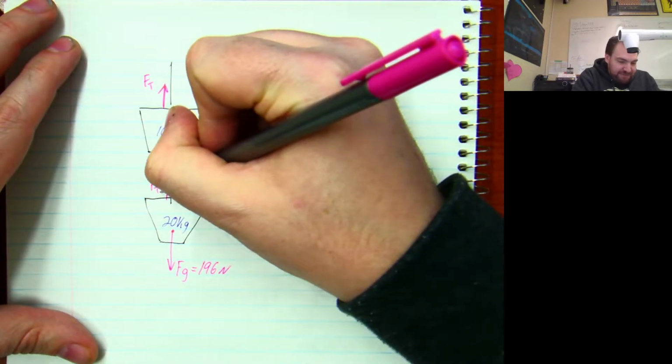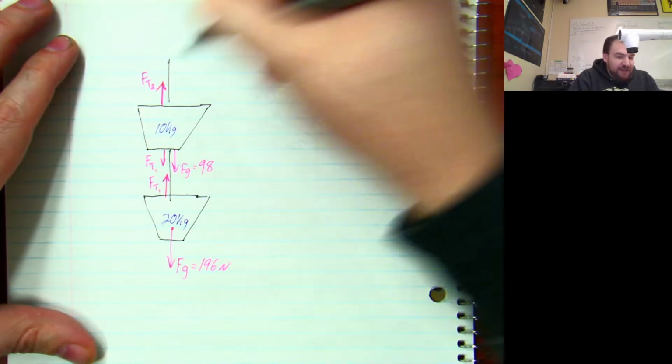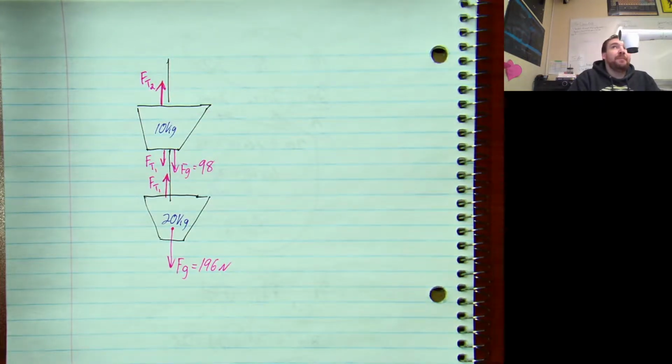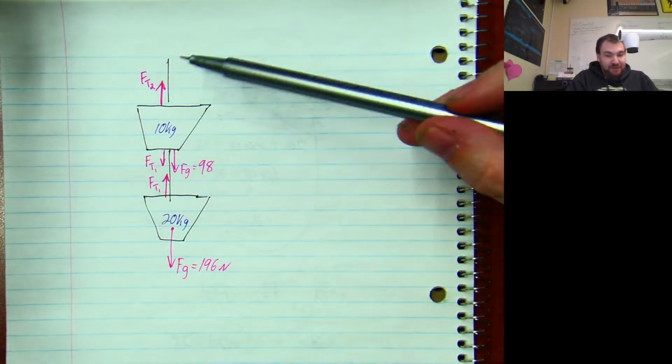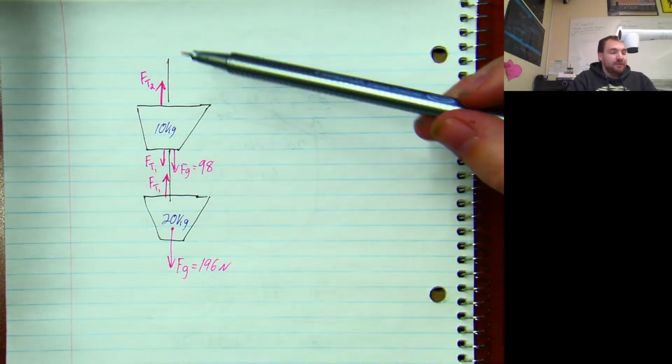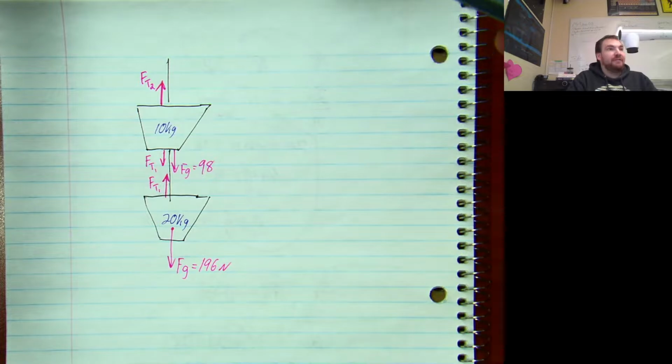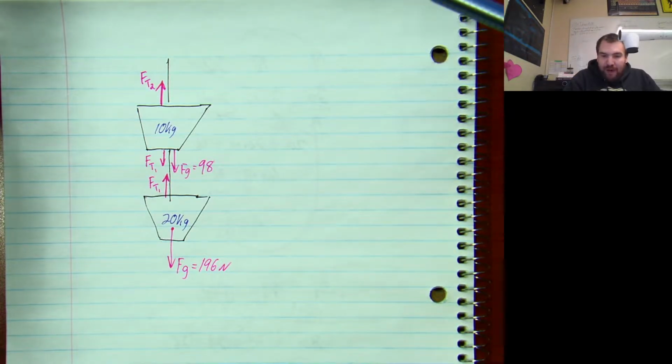I'm going to call these FT1. I'm going to call this one FT2 because they're going to be different tensions. We don't have a tension down. Because, why? As far as we know, it's not attached to anything. So somewhere we're going to have tension. But as far as the free body diagrams go, for the objects that we have, this is the free body diagram. So we're also told what?